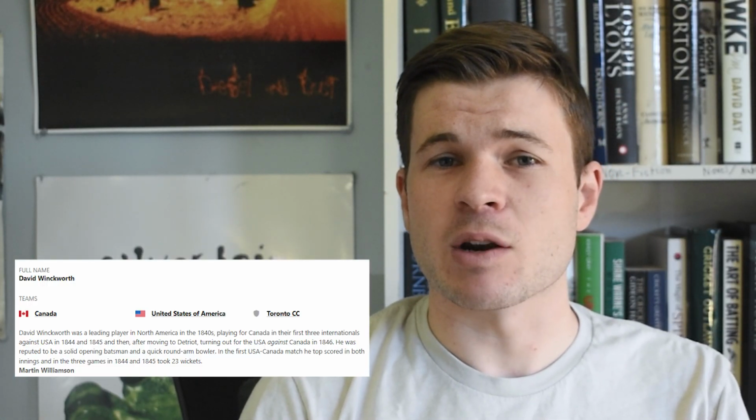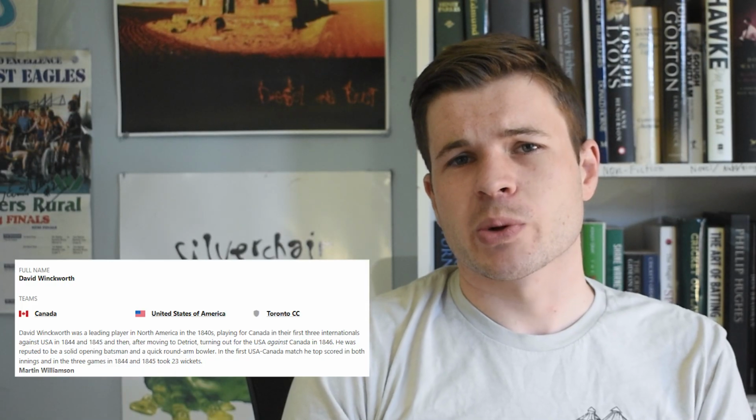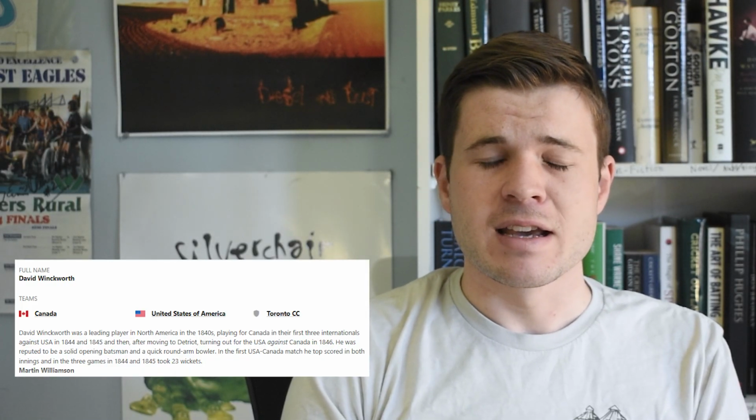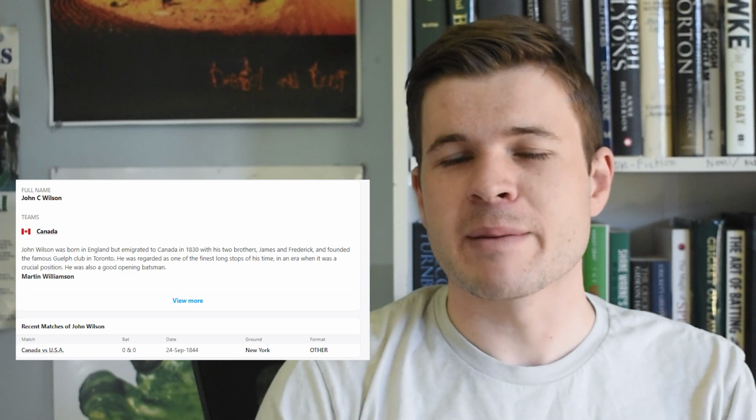Andy Bull from The Guardian seems to suggest that it was David Winkworth, but I've found absolutely no corresponding evidence for that whatsoever. David Winkworth, though, would top score for Canada in both their innings and was a star bowler. Winkworth would later become a turncoat and play for the US against Canada in an act of Billy Hughes-esque rodentry. He opened the batting with John Wilson, or maybe it was James Wilson.